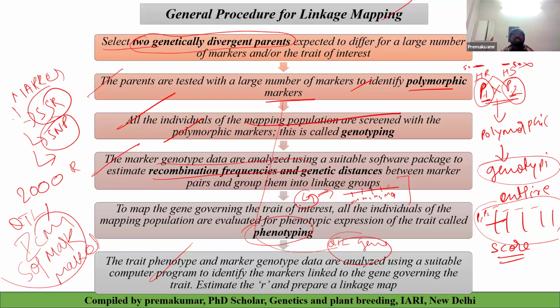There is another type, biparental linkage mapping. There is another method, association mapping, also. We can map the gene, but as of now, we're just studying linkage.